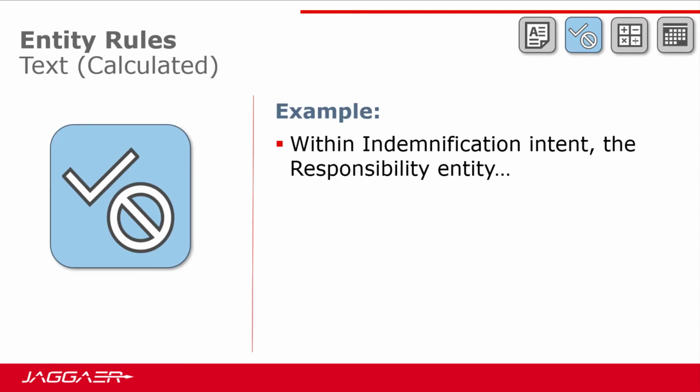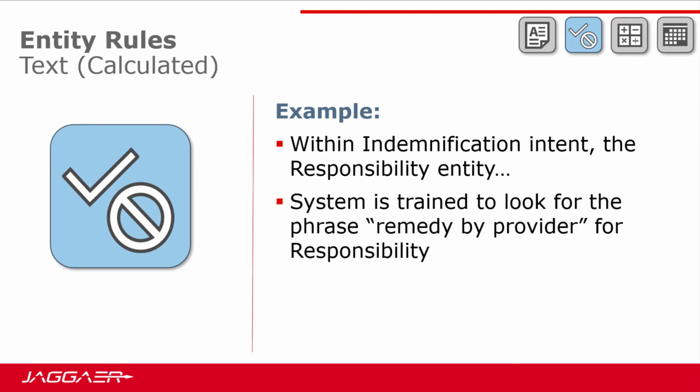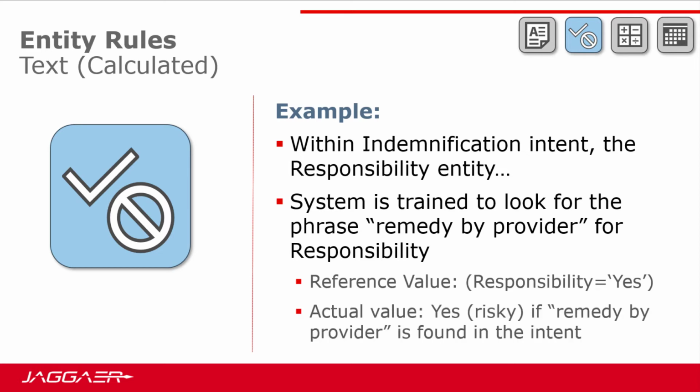Let's talk about a couple of examples of text calculated. You could use this within an indemnification intent if you wanted to check for the responsibility entity. The responsibility entity can be trained to look for the phrase remedy by provider and indicate risk if that phrase is found. So you'd write the reference value as responsibility equals yes. Behind the scenes, the system is smart enough to identify that phrase, so if any language associated with this entity is found, then the calculated actual value returned will be yes if that phrase is found.